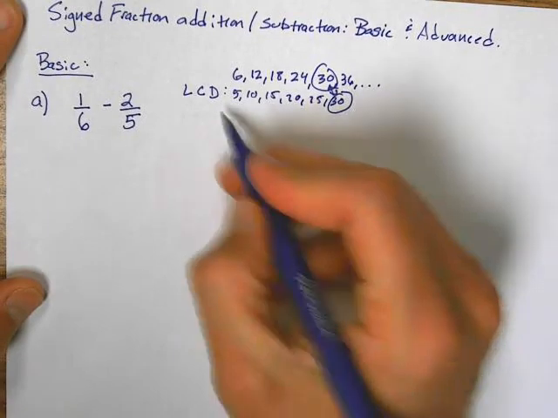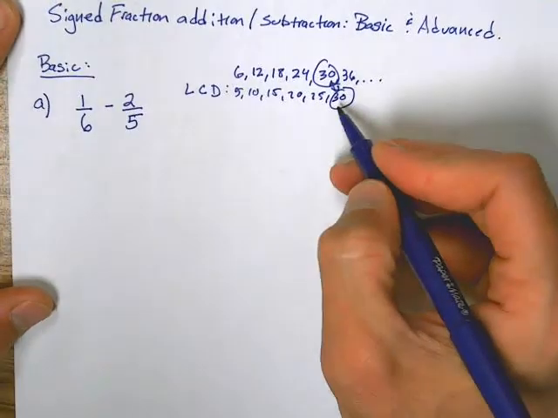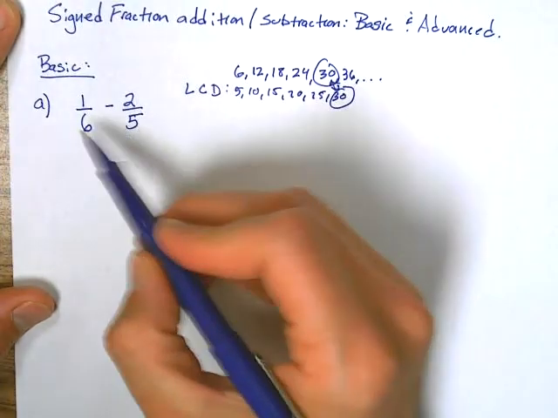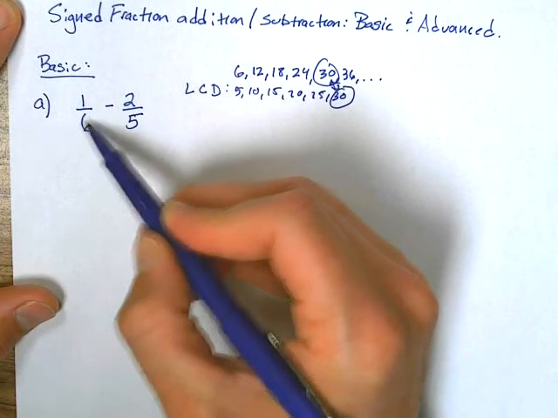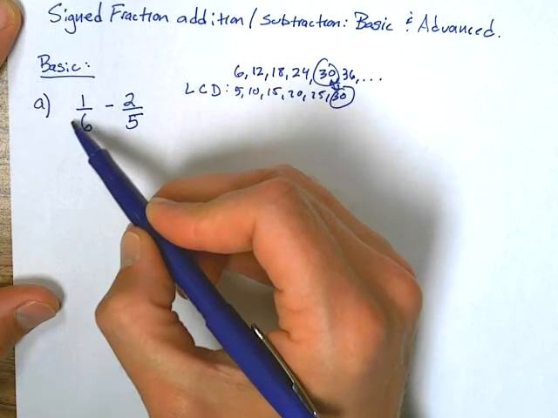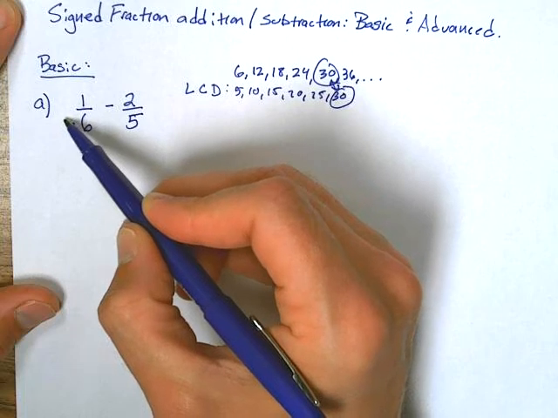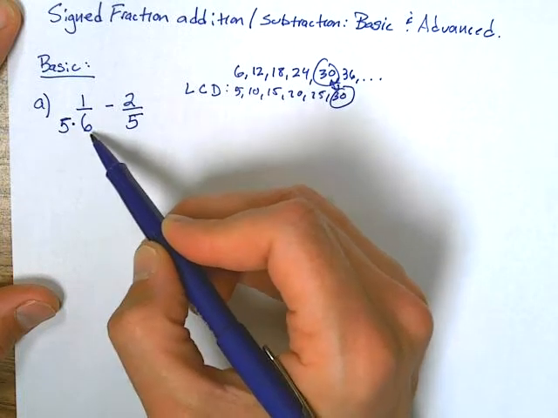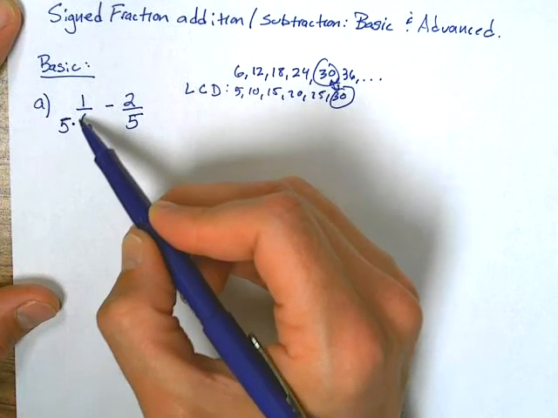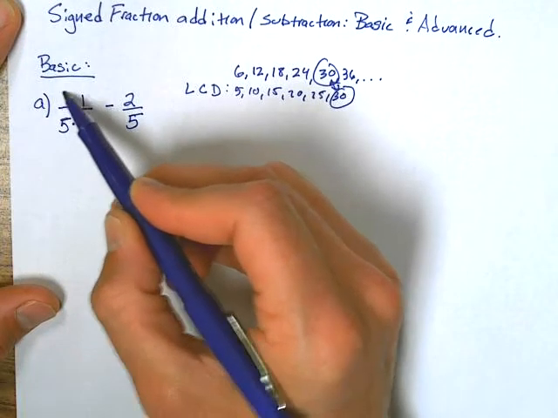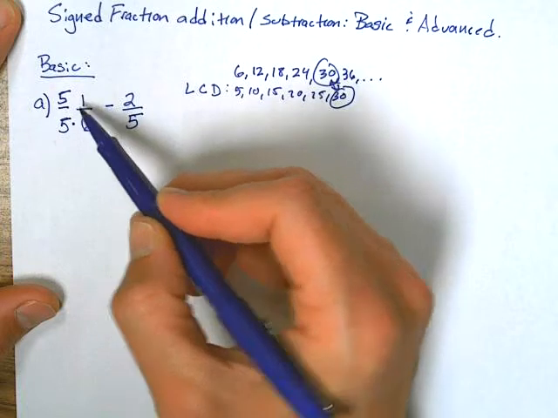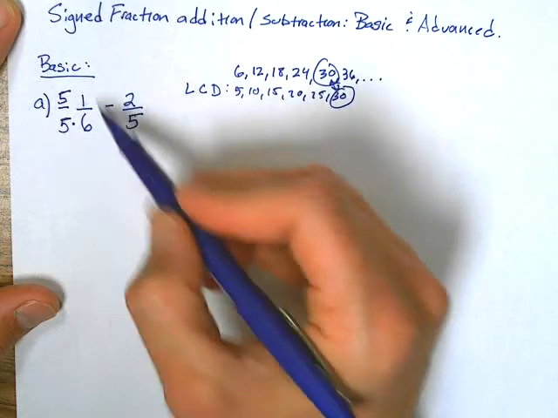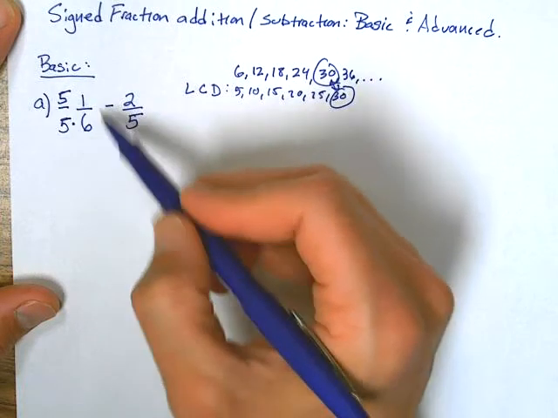So I know that the LCD I want to use is the 30. Now what I need to do is make this denominator 6 into a 30 by multiplying it by the factor it needs to become a 30. So I know 5 times 6 makes that a 30. If I multiply the bottom by 5, I must multiply the top by 5 so that the overall value of this fraction remains to be 1/6.